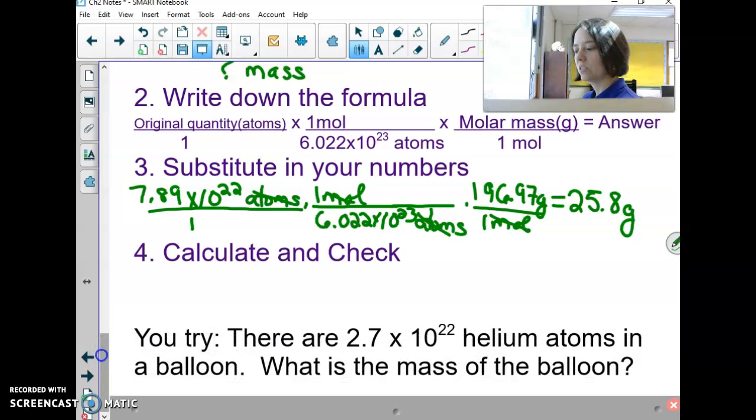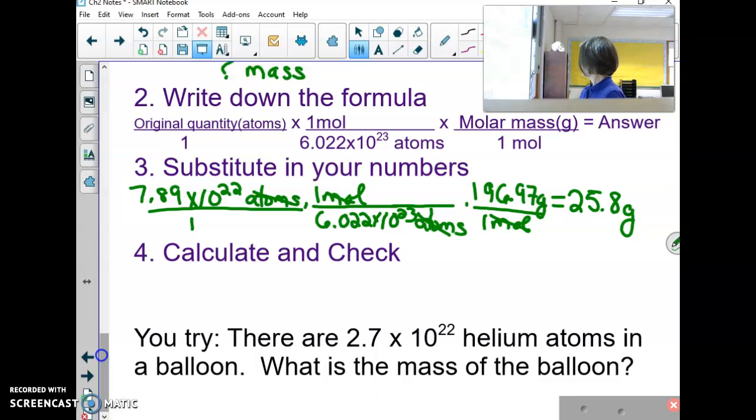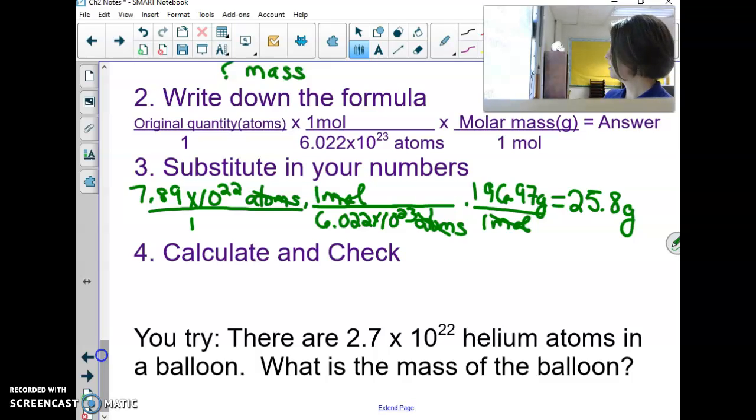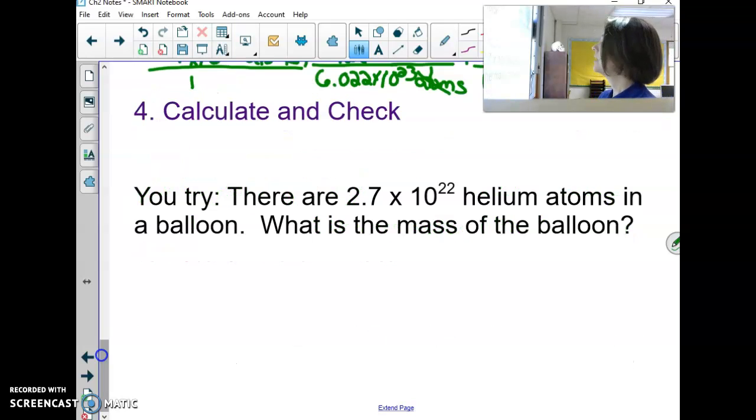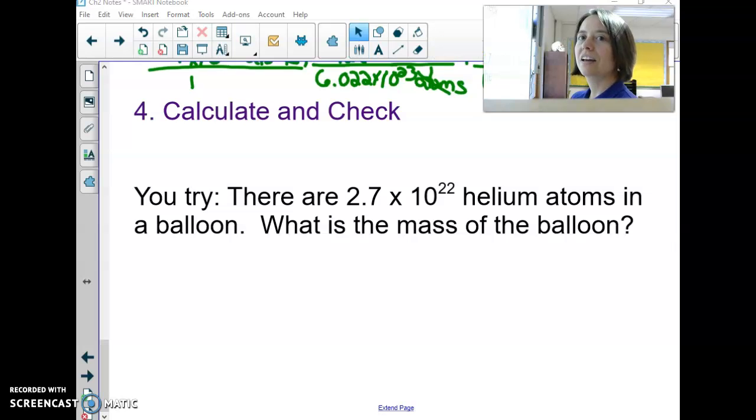Now I would like you to do this on your own. So there are 2.7 times 10 to the 22nd helium atoms in a balloon. What is the mass of the balloon? All right, so please make sure you write that out and get an answer, and we will go over that in class. That concludes our videos on 2.1.